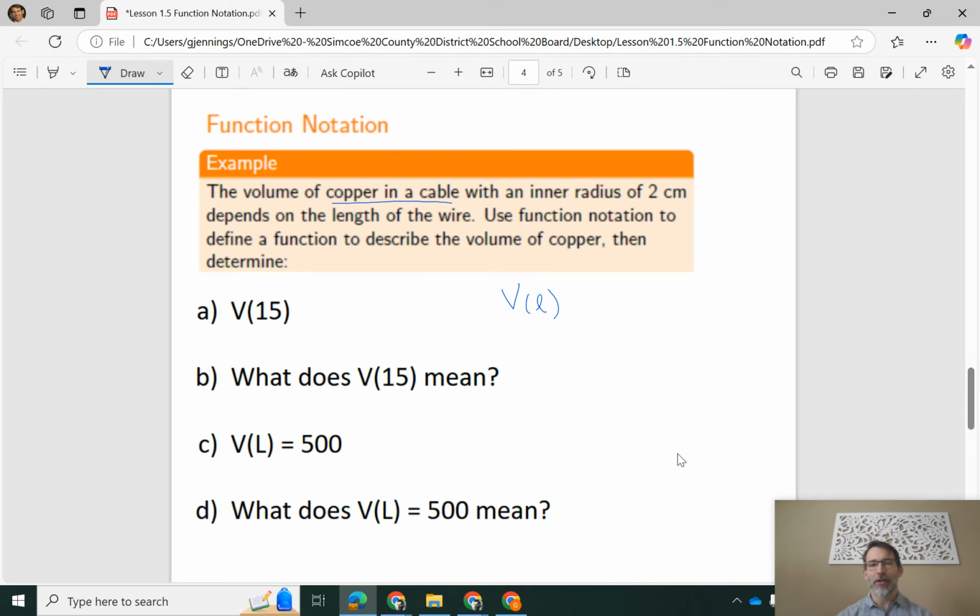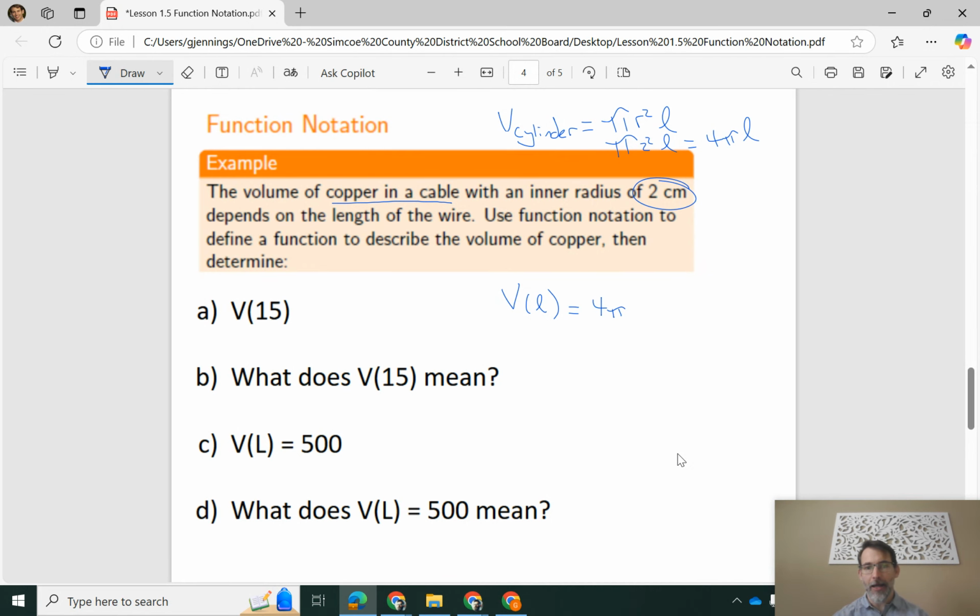All right, and I know that the volume of a cylinder is equal to pi r squared times the length of the cylinder, or the depth, whatever some other dimension. Okay, that's our formula. It's the cross-sectional area multiplied by how long it is. Here we're told that the radius is 2 centimeters, so we have pi 2 squared L, which gives us 4 pi L. So that's our function.